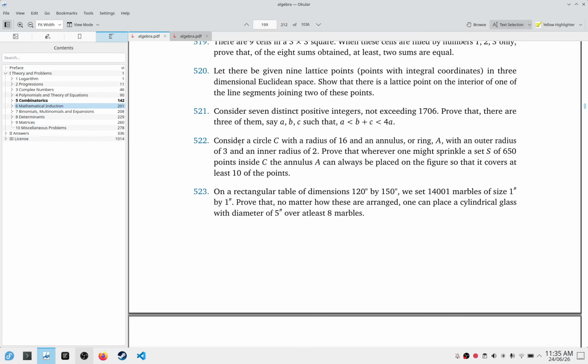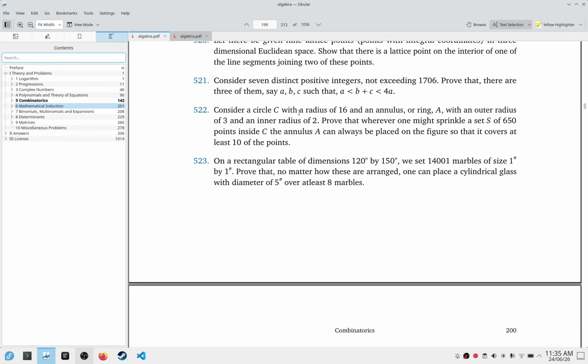Question 522 says: consider a circle C with a radius of 16 and an annulus, or ring, A with an outer radius of 3 and an inner radius of 2. Prove that wherever one might sprinkle a set S of 650 points inside C, the annulus A can always be placed on the figure so that it covers at least 10 of the points.